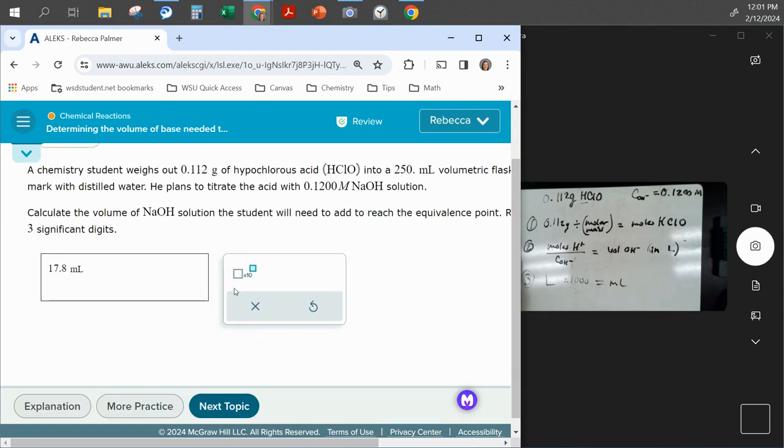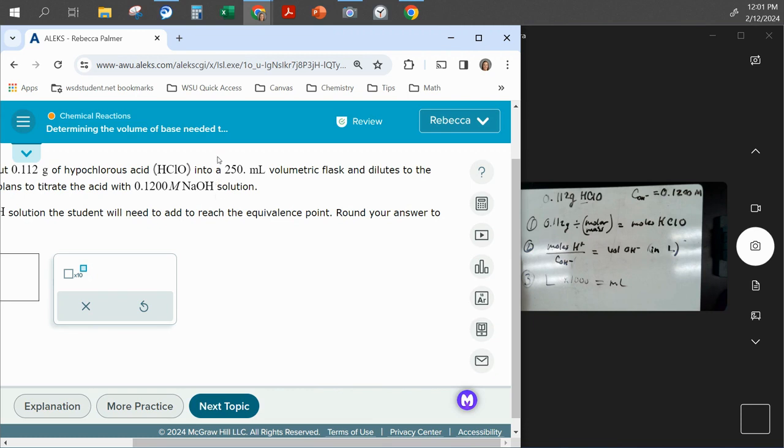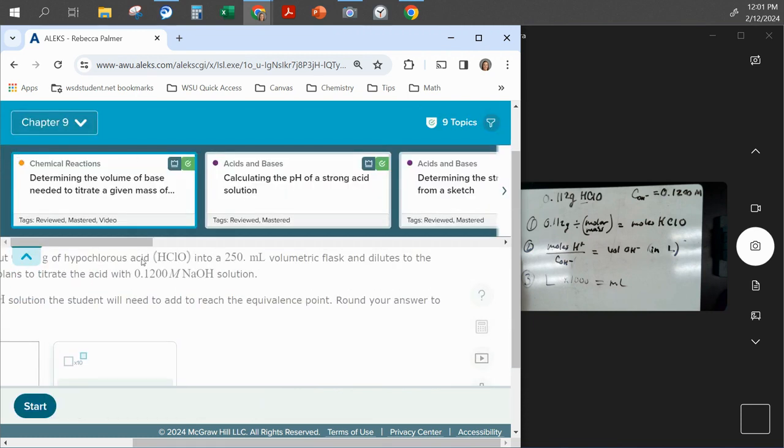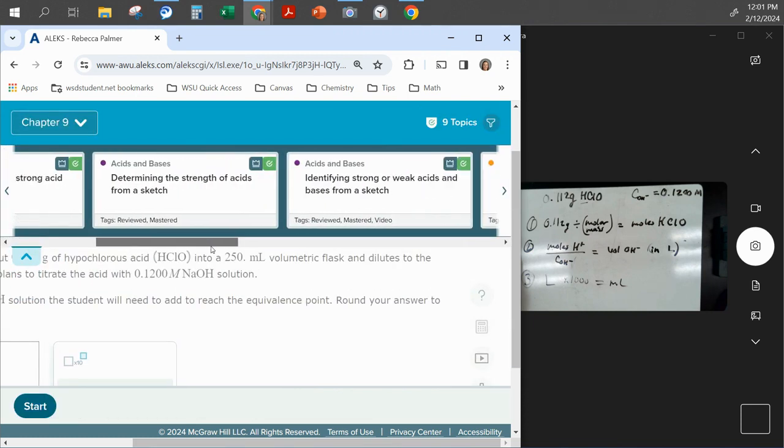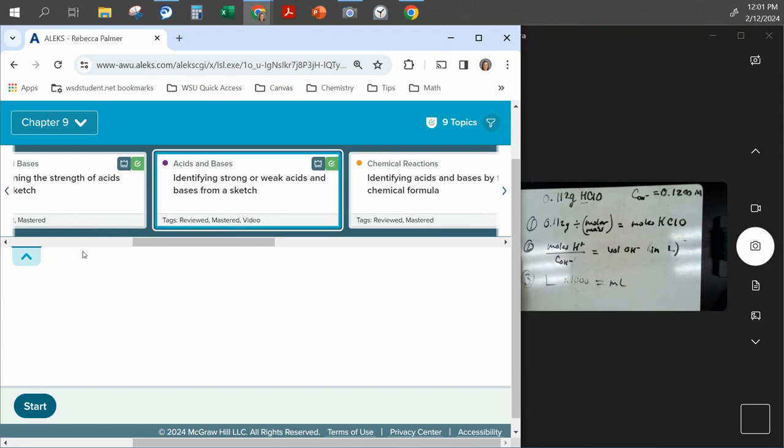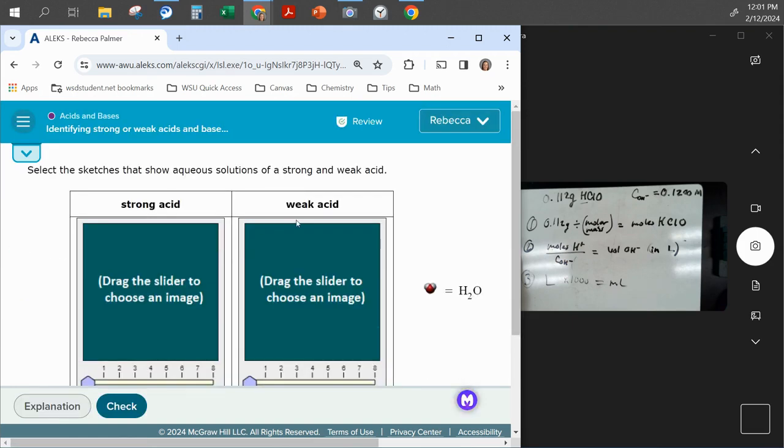Okay. All right, questions on this one? Did that one, are we catching on, are we doing okay? The last one that we'll go over together, unless there are other ones, is identifying strong or weak acids from a sketch.